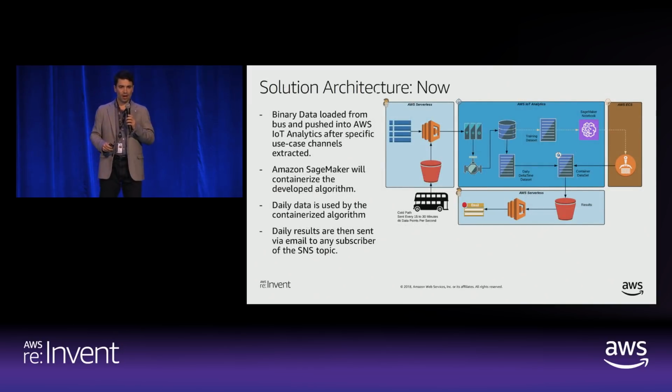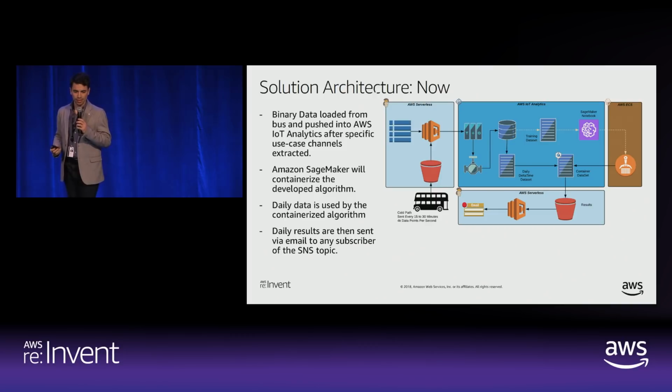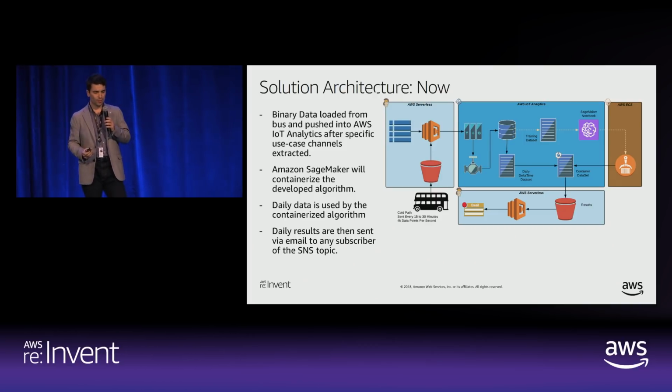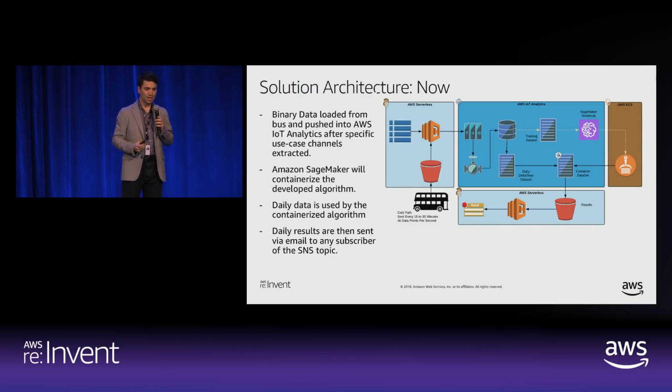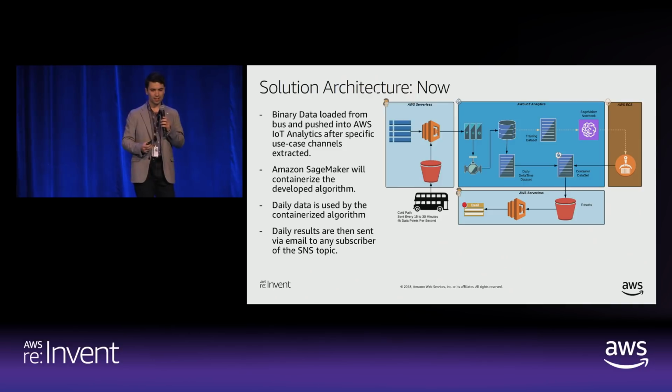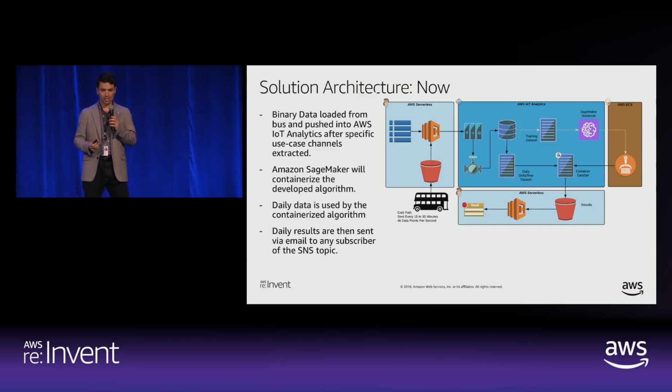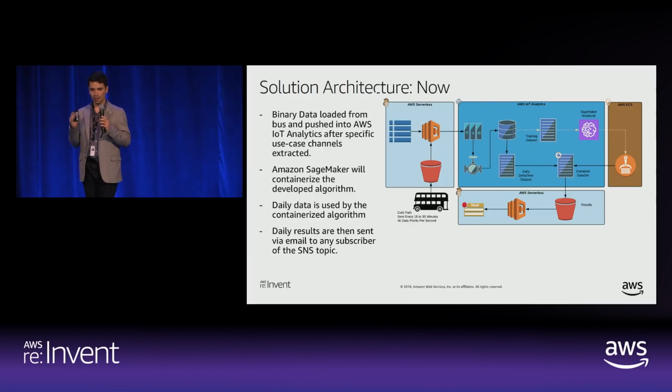The way the architecture works at the moment is all the binary data is taken up from the vehicle and pushed into AWS IoT Analytics, initially into an S3 database. Those use case channels are extracted, and it's then sent into IoT Analytics. And that is not the most effective way of doing it.